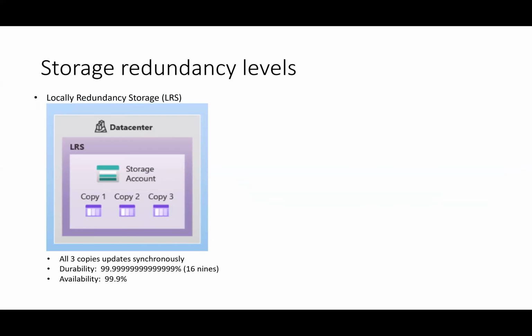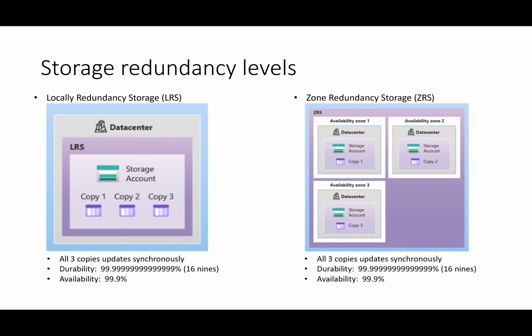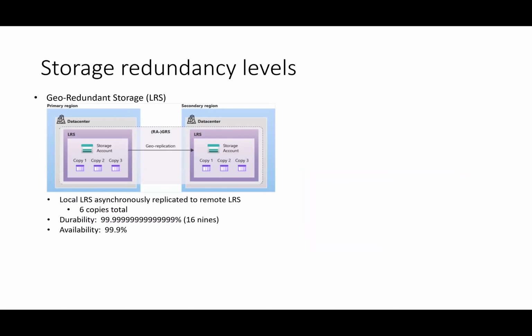Okay, so the redundancy. LRS is all within a data center, and we synchronously update 3 copies of data. Boom. So it's like RAID 1.1, if you will. Zone redundancy is similar to that. It's 3 copies updated synchronously, but each of the copies are located in different availability zones, thus different data centers. So, extremely durable data.